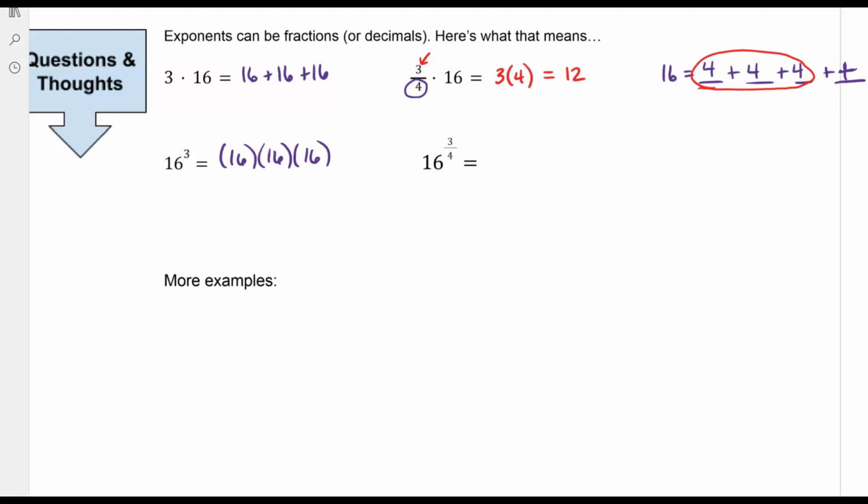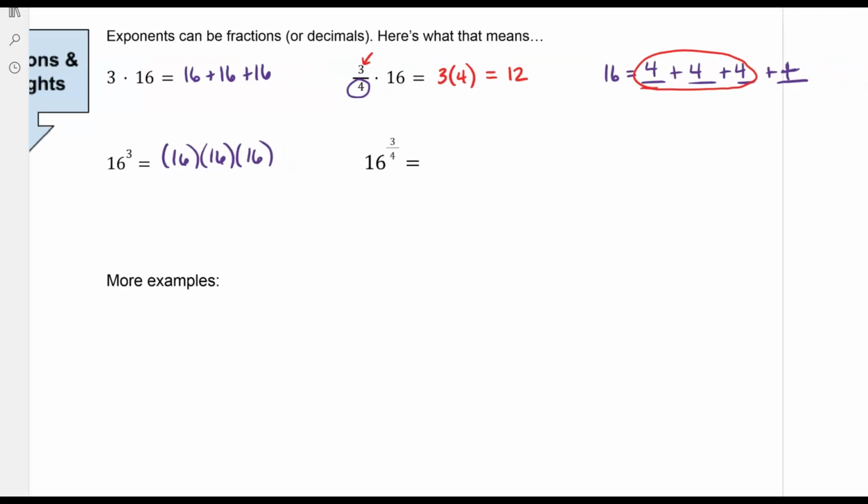But what if I don't have complete factors of 16? I want 16 raised to a fractional power. Again, I'm going to look at the bottom of that fraction. That's how many parts in my whole. So I want to take 16, and this time instead of addition, I want 4 factors, and they need to be the same number as each factor. When I multiply them together, I need to get 16.